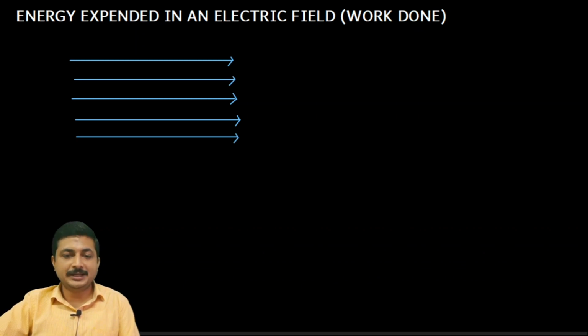I am assuming that this electric field is from my left hand side to right hand side. So I have some positive charges this side and some negative charges this side, as per the convention. The intensity, let it be E vector. Now let me consider a positive charge Q at some point in this electric field. Let me mark that point as A, for reference.